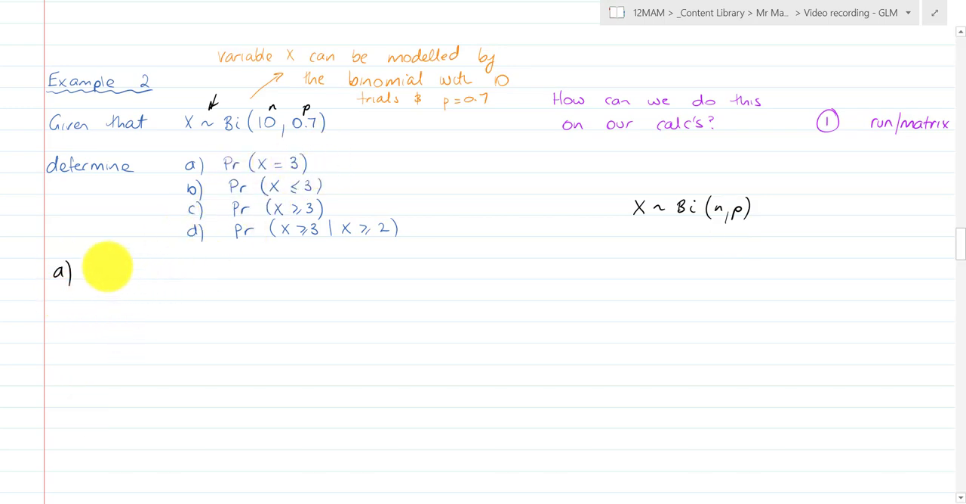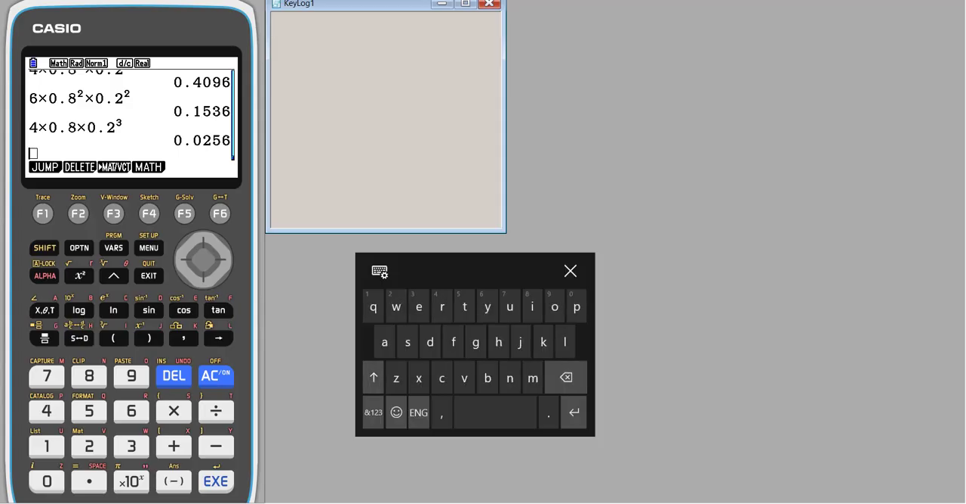The probability that X equals 3 is going to be n, and n of course is 10, so 10C3 times 0.7, which is p, to the power of 3, times 0.3, which is q, to the power of 7, 7 being 10 minus 3. And we can put that into our calculator.